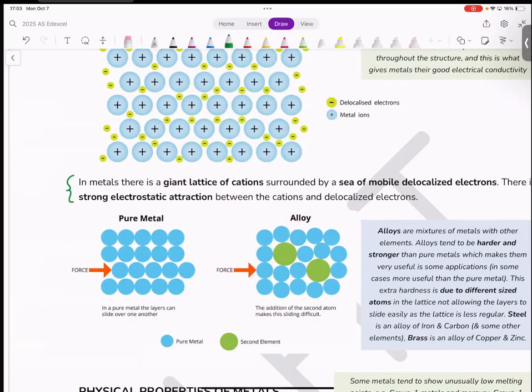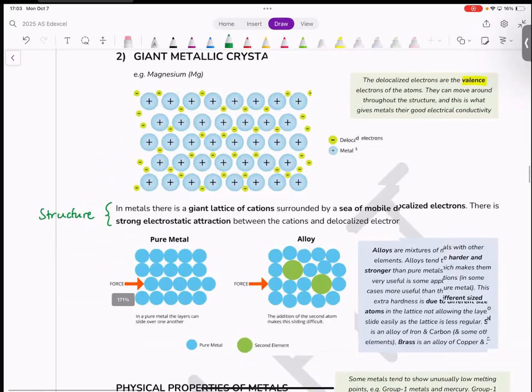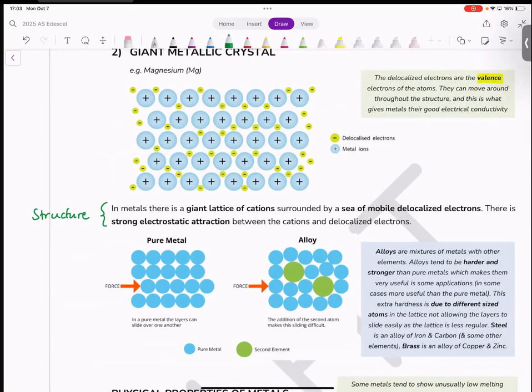So again, if you feel like that's not obvious, if I ask you to describe this, it's the arrangement of particles, there's no geometry. So I'll just mention the particles and talk about the force. There's a giant lattice of cations. I think lattice is important here. I'm telling the examiner that it's not moving around, it's in a fixed geometric arrangement. So I'm using that technical term to save some space. I have to write less.